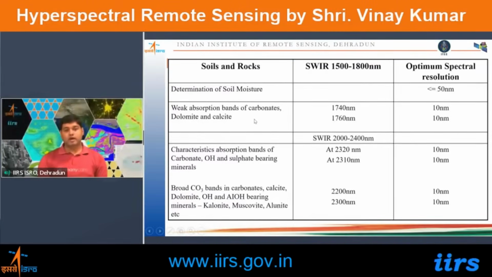Weak absorption bands of carbonates, dolomite and calcite are at 1740 nanometers and 1760 nanometers, and 10 nanometer spectral resolution is sufficient. Now coming to different minerals, as I told, in the shortwave infrared region, that is the longer wavelength, and from visible to reflected infrared, 2000 to 2400 nanometer is sufficient with 10 nanometer spectral resolution.